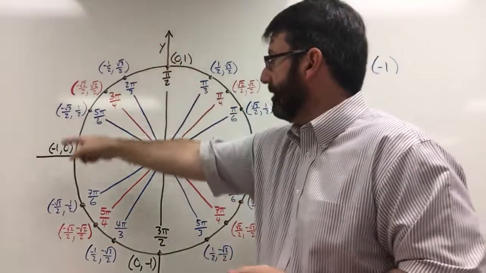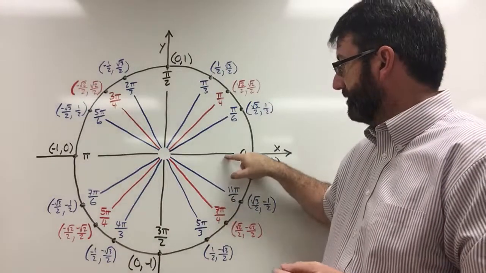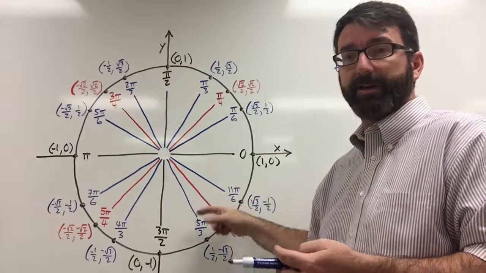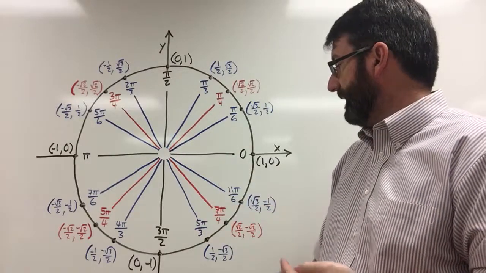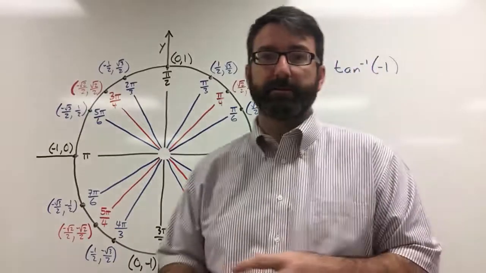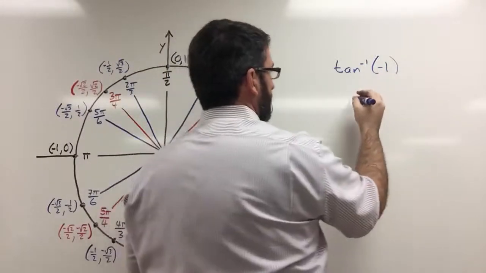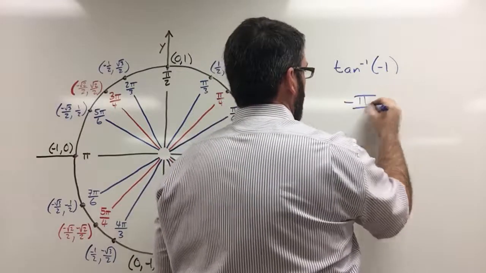So instead of going all the way around here to 7 pi over 4, we've got to go the short way from here down to here. That's a negative angle, and negative pi over 4 is that angle. So that's going to be our answer here. The inverse tangent of -1 is going to be negative pi over 4.